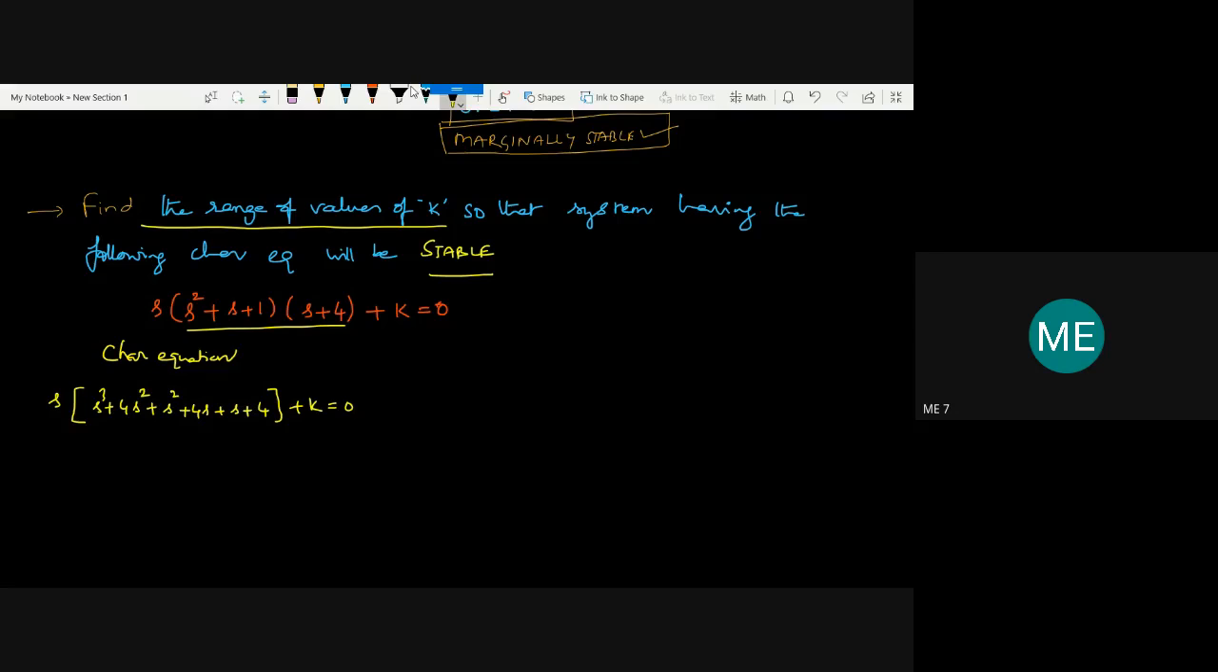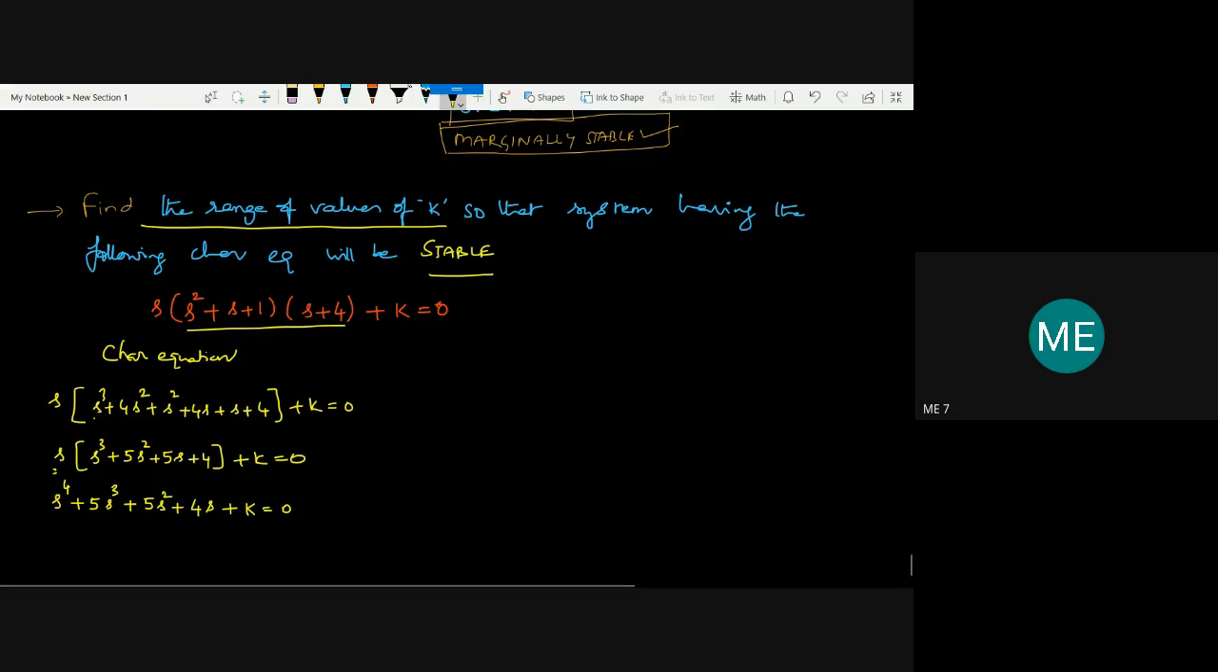If you simplify this, s into (s cube plus 5s square plus 5s plus 4) plus k equal to 0. Then multiply this with s. So I'll get s to the power of 4 plus 5s cube plus 5s square plus 4s plus k equal to 0. Now this is the characteristic equation which you have got, and for it I'm going to form the Routh array.